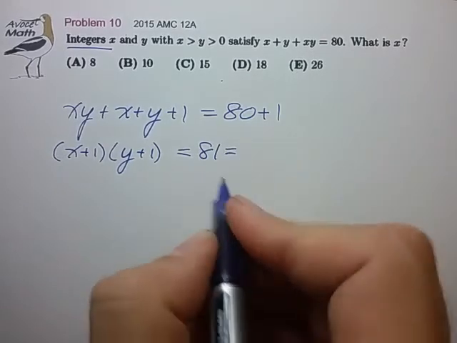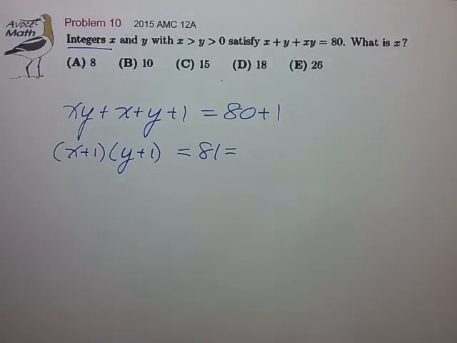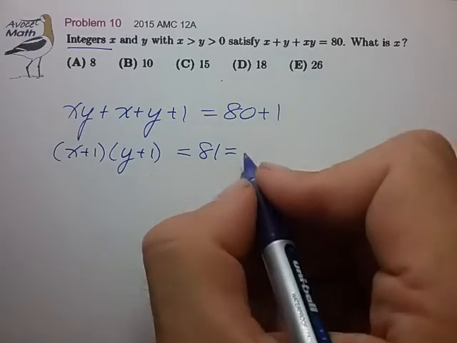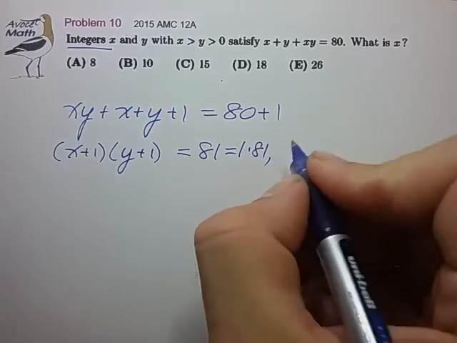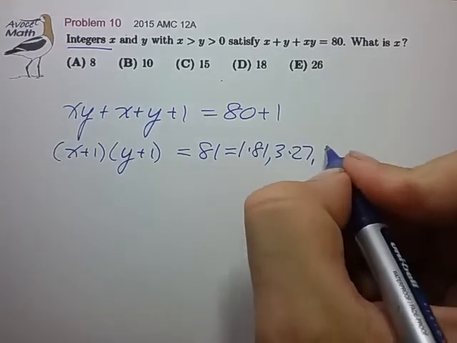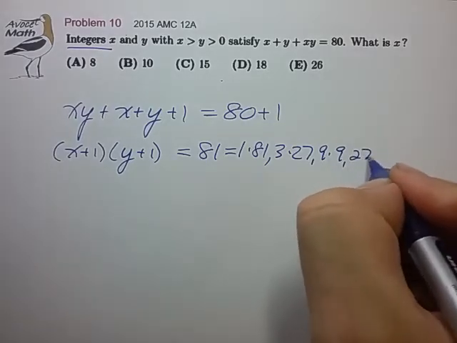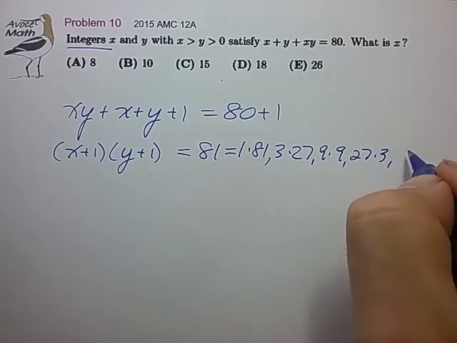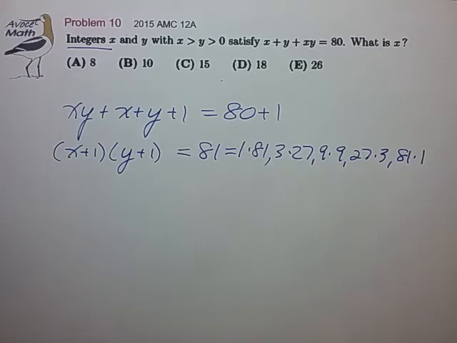And on the right side, we want to write 81 as all possible factor pair combinations. In this case, 1 times 81, 3 times 27, 27 times 3, and lastly, 81 times 1.